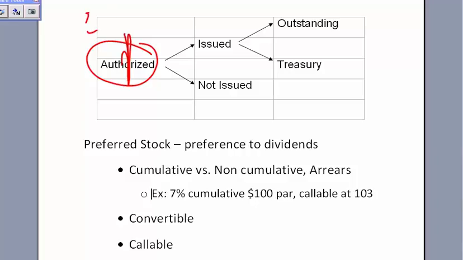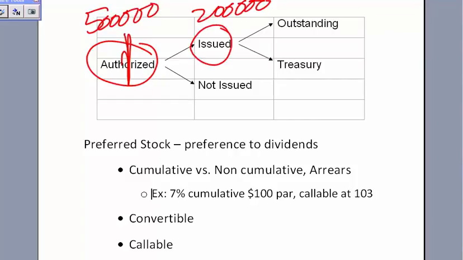So let's say that the state authorized $500,000. Well, then a company may issue $200,000 immediately to form the company, and they'll take $300,000 and hold that in reserve. Whoops, get my decimal. Oh, right there. Okay.